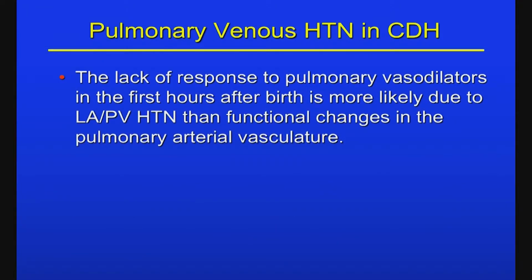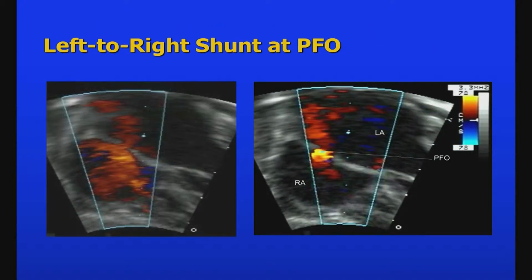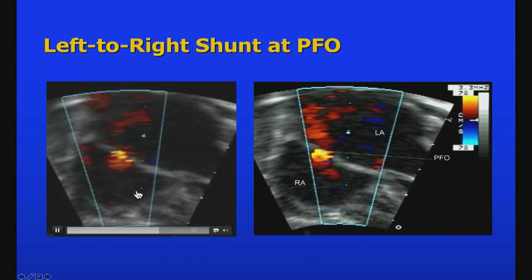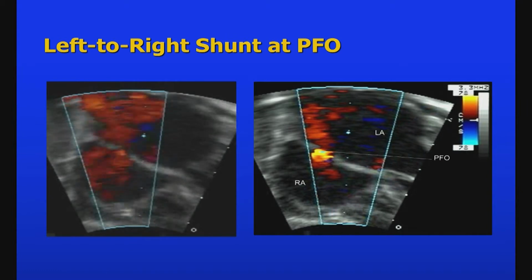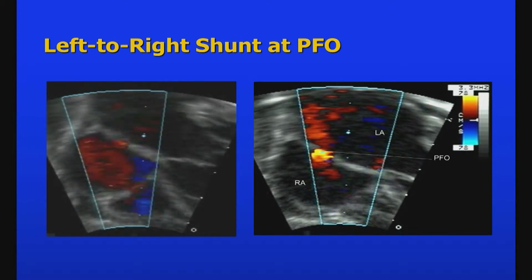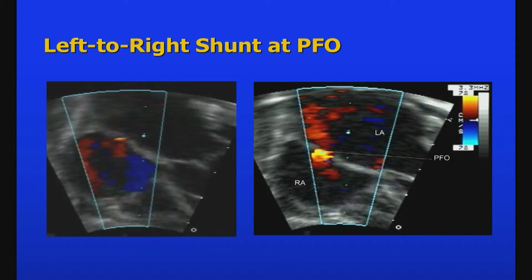Well, that's really interesting. Why would we be making them worse? So the lack of response to pulmonary vasodilators in the first hours after birth, I think, is more likely due to left atrial pulmonary venous hypertension than functional changes in the pulmonary arterial vasculature. And I'll try to convince you of that. So what we often see in babies with severe CDH in the first minutes and hours after they're born, and I'm talking about the first day or 2 of life, I'm not talking about 3 weeks of age, is we see a left to right atrial level shunt.